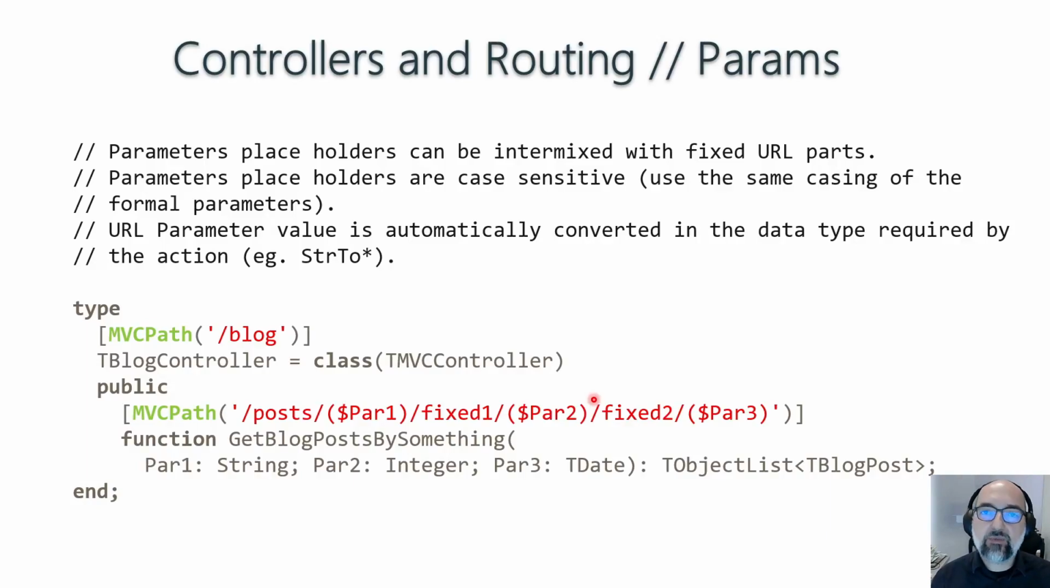Parameter placeholders can be intermixed with fixed URL parts, as defined here. So I can have /post, a parameter, a fixed part, another parameter, another fixed part, another parameter, and so on. Clearly, in the signature of the function prototype here in the action, I must have the same name for the placeholder as the parameter name. Using the same name, which is case sensitive, the MVC framework automatically injects the value from the URL into my action.